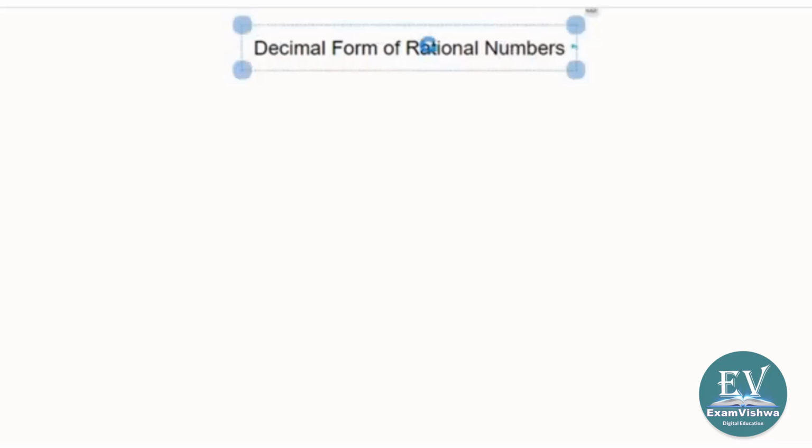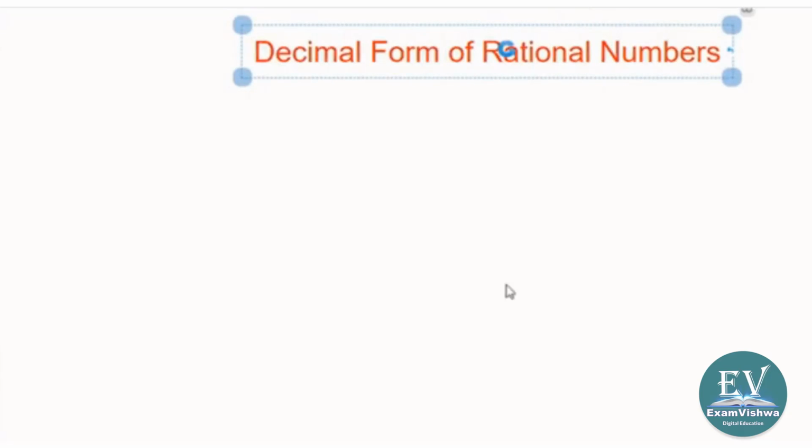Decimal form of rational numbers. Rational numbers can be represented in decimal form. That is the topic. Rational numbers can be represented in the form of decimal numbers. How can we represent it in the form of decimal numbers? We can represent it.